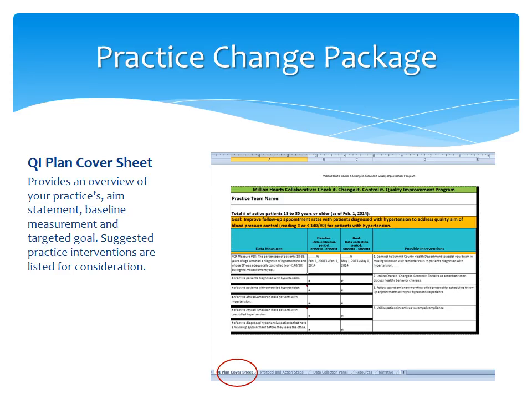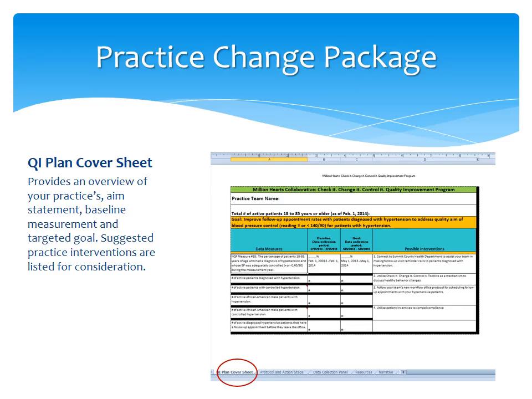And then also on this tab, we were identifying some possible interventions that the practices could utilize during this process and during the project. Some of the interventions that we identified were to connect with our Summit County Health Department to assist their team in making follow-up visit reminder calls to patients.